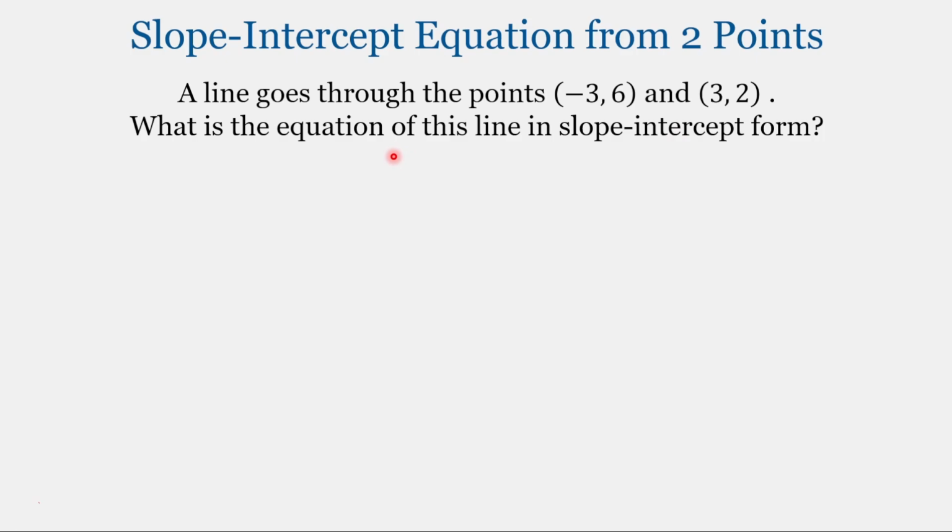Now let's practice a few examples finding the equation of a line in slope-intercept form from 2 points. So what do we know? Well, we know 2 points. We have the ordered pair (-3, 6) and the ordered pair (3, 2). And we want an equation in slope-intercept form, so y equal to mx plus b. In order to write an equation in this form, we need the slope and the y-intercept.